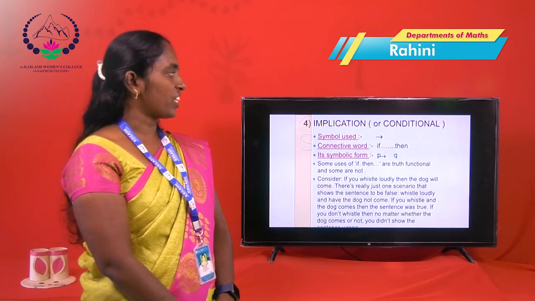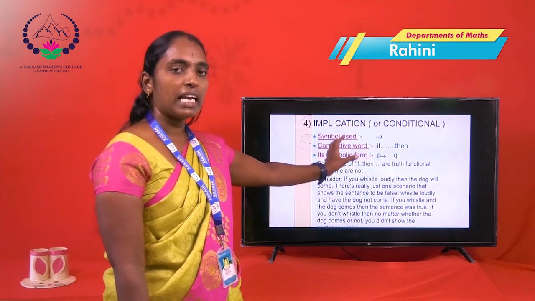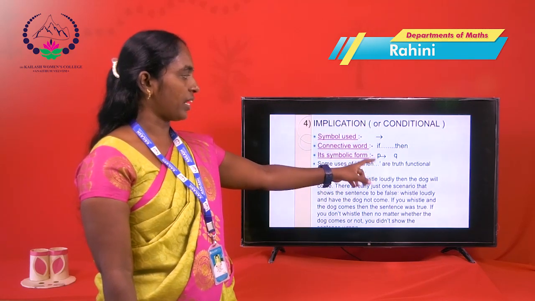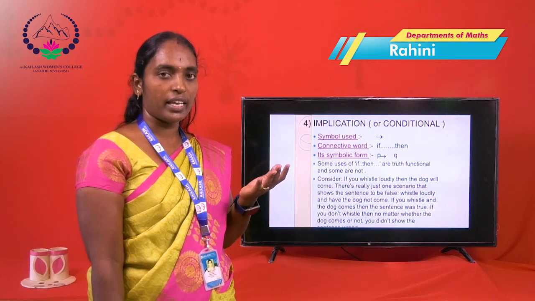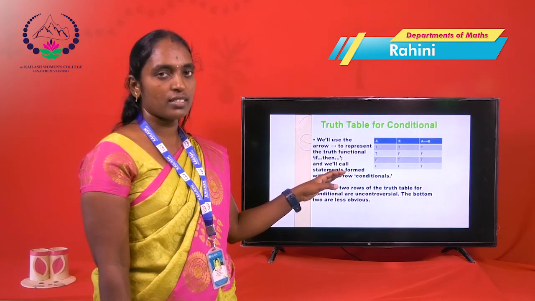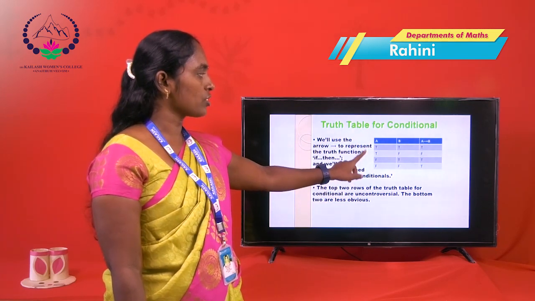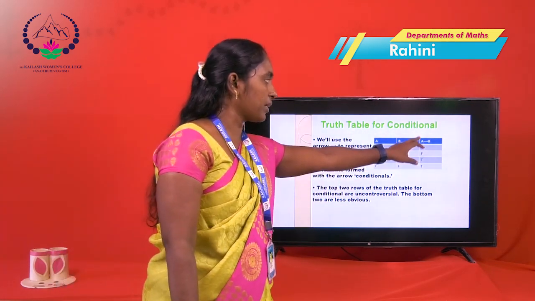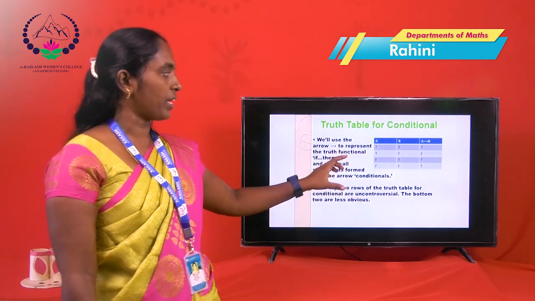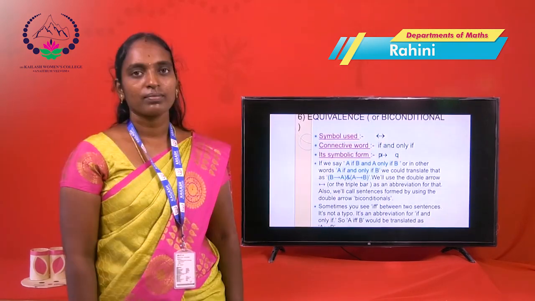Next is the conditional connective. The symbol for the conditional connective is if-then. The connective word is if-then. Its symbolic form is P → Q. If the P statement holds, then Q will hold. Next, how to form a truth table for the conditional statement. A: true, true, false, false. B: true, false, true, false. Here, if A then B has the truth value false only when A is true and B is false. So this is the condition for forming the conditional connective.